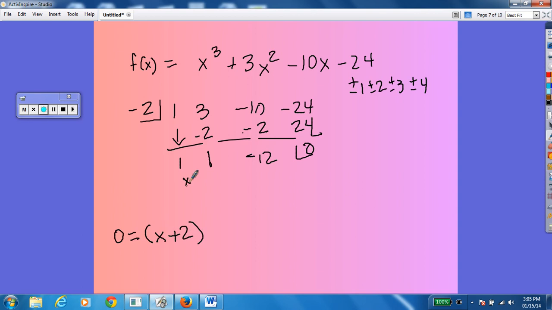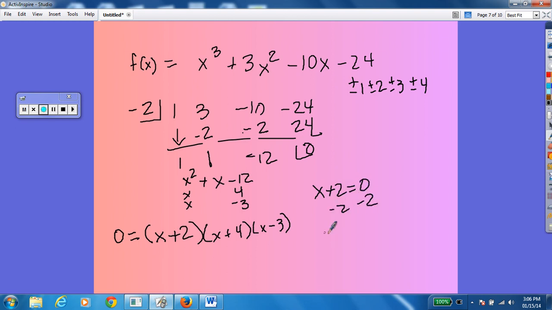I just have to factor my x squared plus x minus 12. So x and x, 4 and -3. So x plus 4 and x minus 3. And then I just set them equal to 0. So x plus 2 equals 0, and you're probably realizing that it's just the opposite. Then x plus 4 equals 0, so -4, and x minus 3 equals 0, so it's +3. So x is equal to -2, -4, and 3.